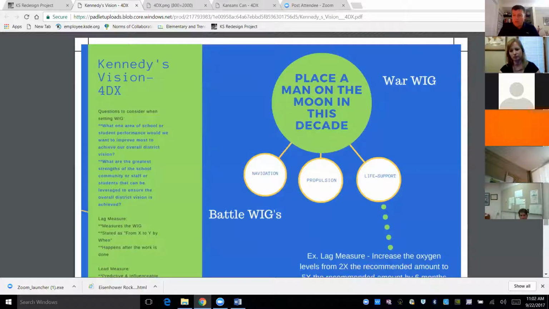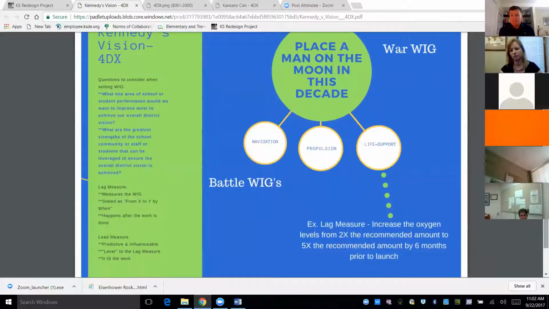But let's say for life support, a goal would be to increase the oxygen levels from 2 times the recommended amount to 5 times the recommended amount by 6 months prior to launch, so that they would ensure and overemphasize the need for oxygen to exist on the moon. And so that's a lag measure, from 2 times the recommended amount to 5 times the recommended amount in 6 months, from X to Y by when. So that's just an example. And there's a couple of others.